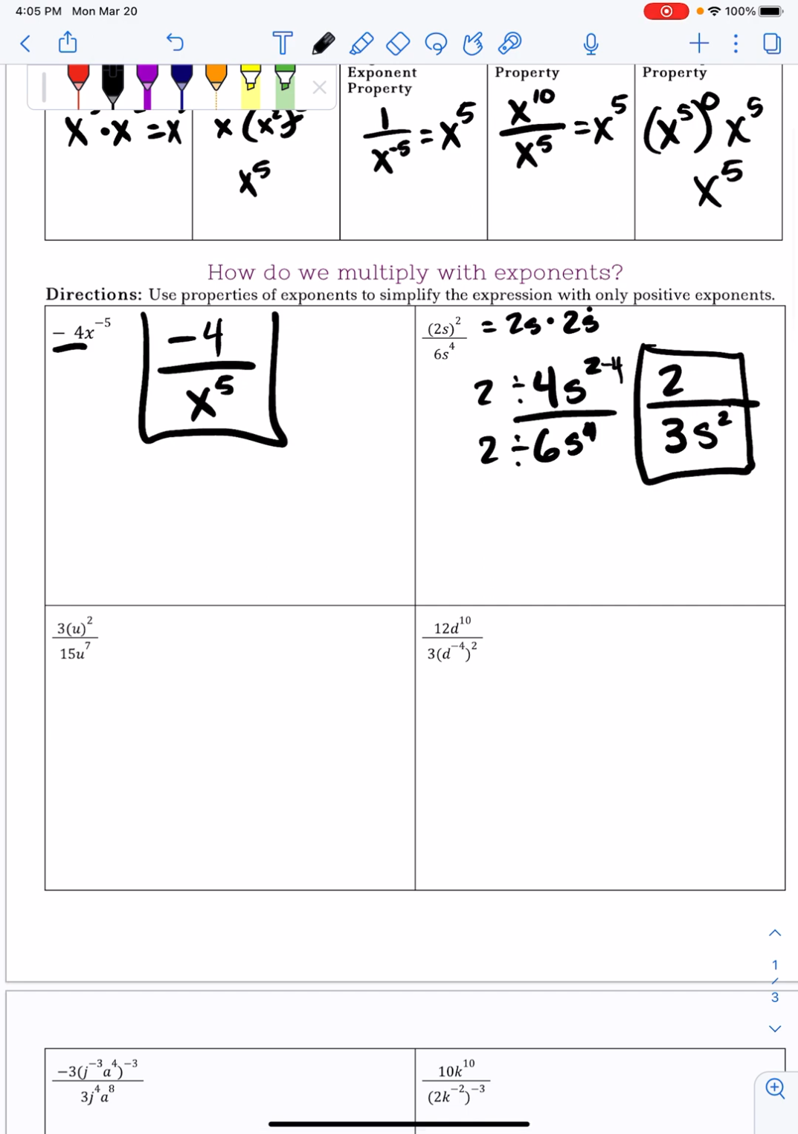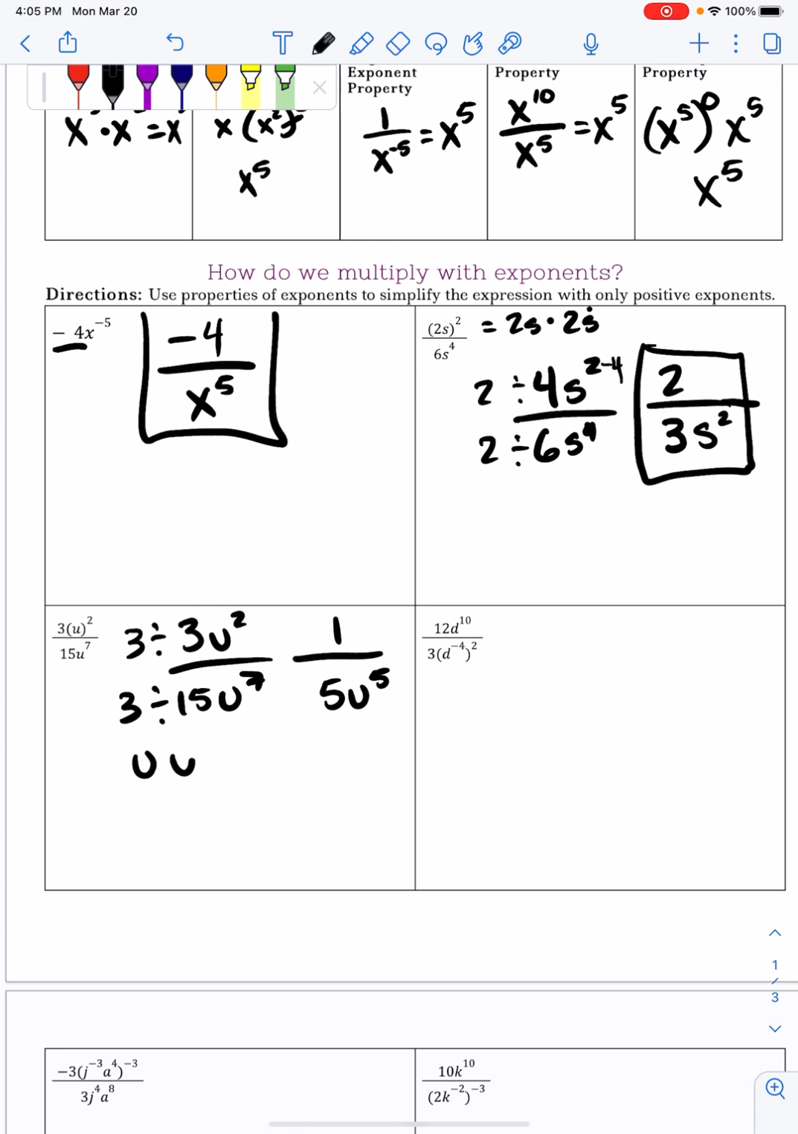This example, the u is being squared, but not the 3. So now we have 3u squared over 15u to the 7th. Both 3 and 15 are divisible by 3, so we're going to go ahead and do that to simplify. There are more u's on the bottom, so when I subtract, I'll be left with 5, and they'll be left over in the denominator. So we end up with nothing but a 1 on top, and 5u to the power of 5 in the denominator.